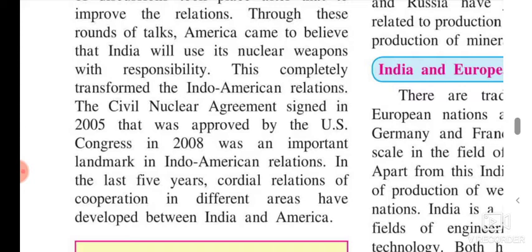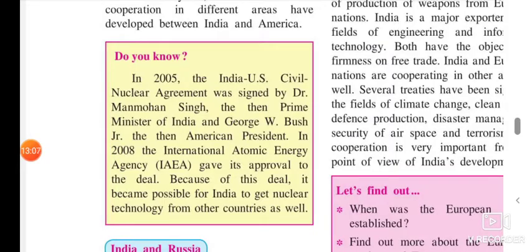The Civil Nuclear Agreement signed in 2005 and approved by the US Congress in 2008 was an important landmark in Indo-American relations. In the last 5 years, cordial relations and cooperation in different areas have developed between India and America. We have an information box over here.